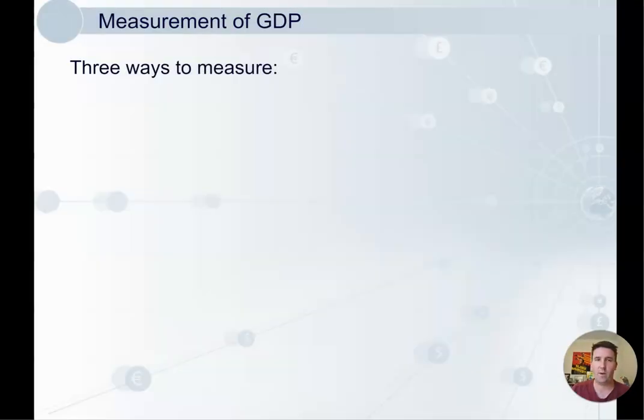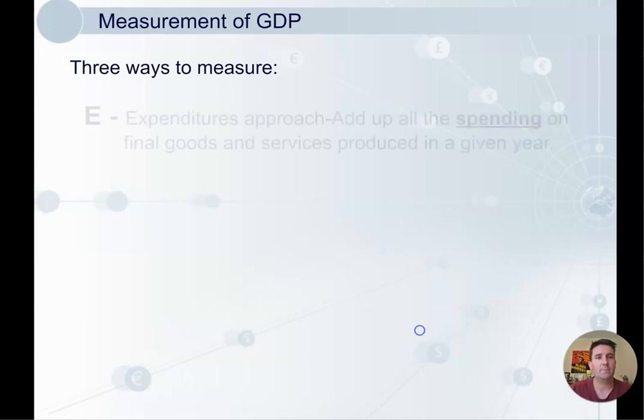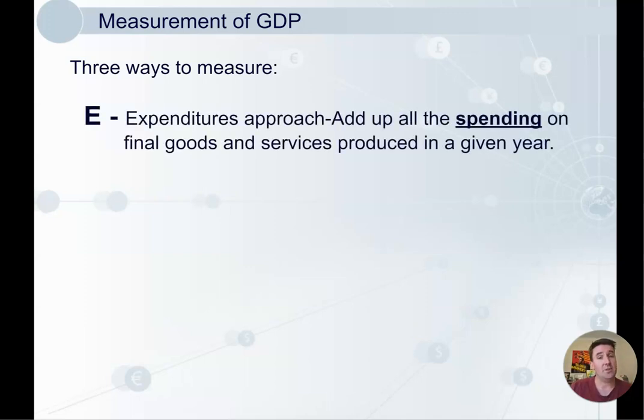Okay, there are 3 ways to measure GDP. This is a question that does come up in exams, so we do need to know it. The expenditures approach. So all the spending on final goods and services produced in a given year will add up, will show our GDP. So that's essentially what I've shown you already.